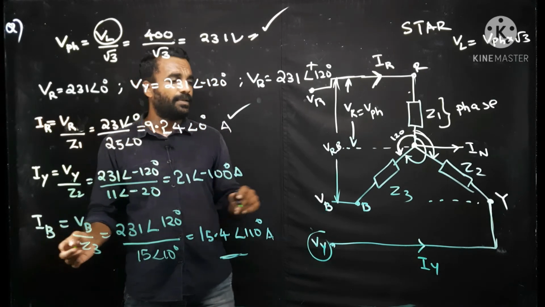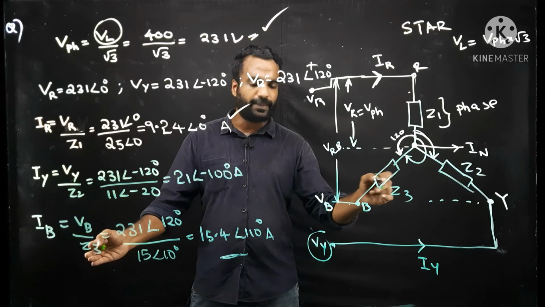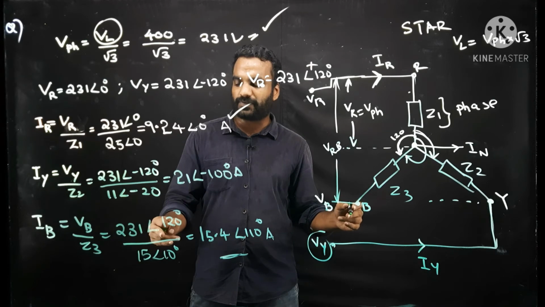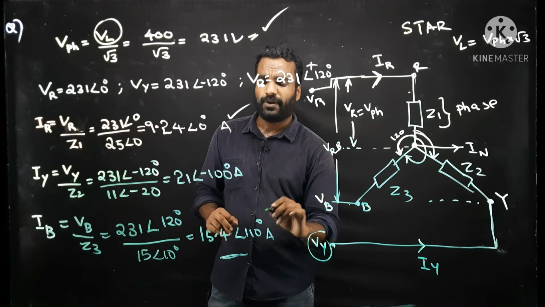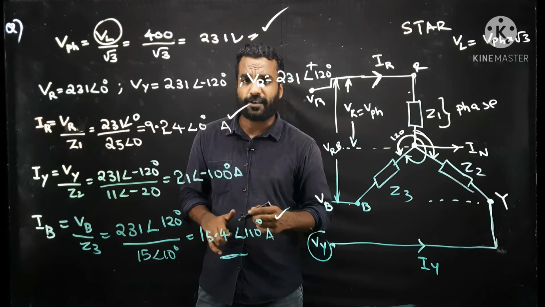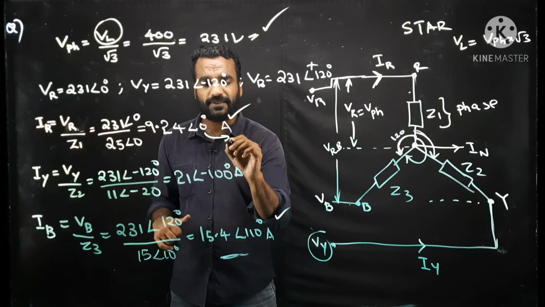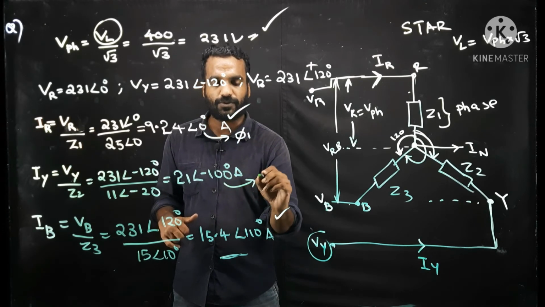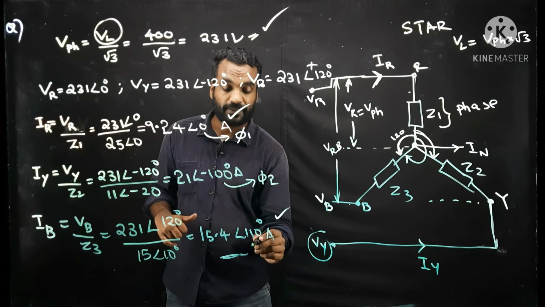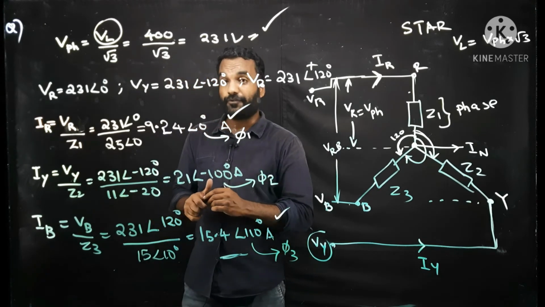Next IB. IB is VB by Z3, the third impedance. 231 angle plus 120 or 231 angle minus 240 by 15 angle 0. You will get 15.4 angle 110 degrees. So you have to understand that this is the first load's phi 1, this is the second load's phi 2, and this is the third load's power factor angle phi 3. That you have to use in the future.